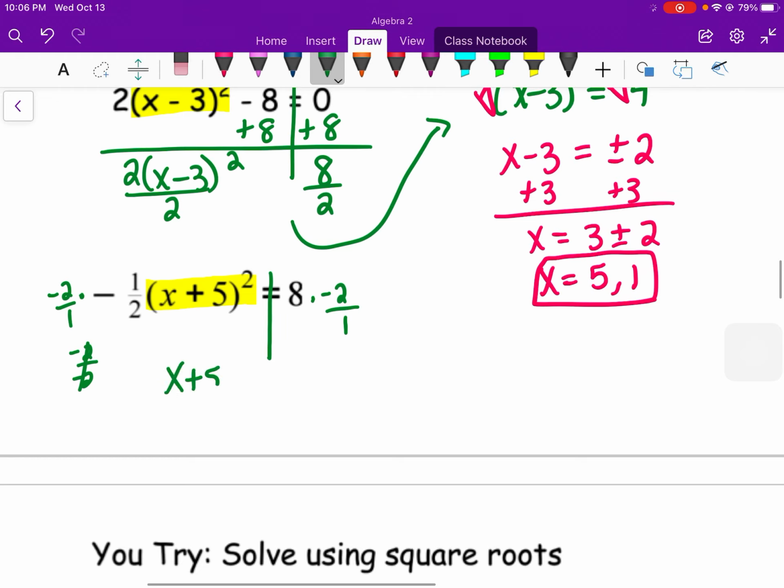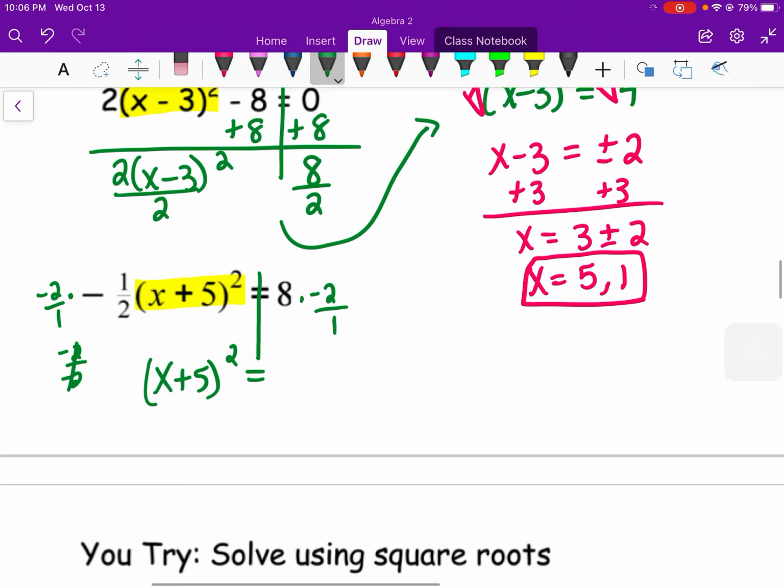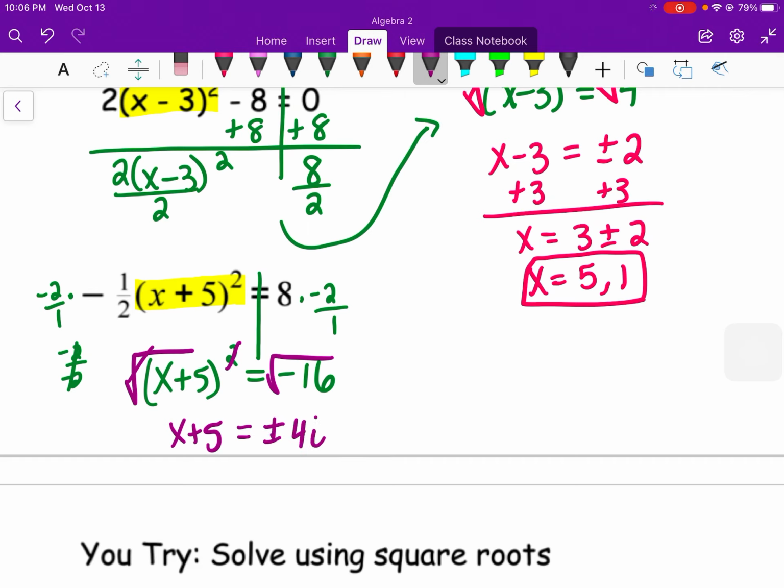So on the left, you get x plus 5 squared still. And 8 times negative 2 is negative 16. So now we have the quantity squared by itself, so we can take the square root. That will undo the square, and I'll be left with x plus 5. The square root of negative 16 is plus or minus 4i.